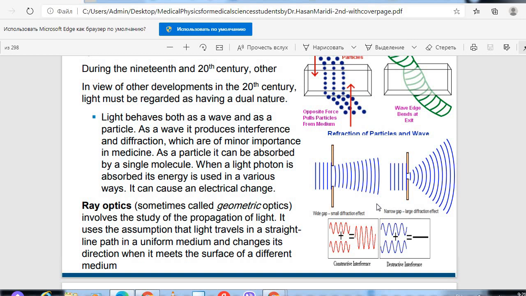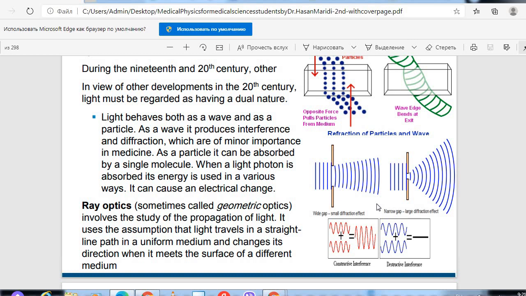And this ray optics is sometimes called geometric optics. It involves the study of the propagation of light. It uses the assumption that light travels in a straight line path in a uniform medium and changes its direction when it meets the surface of a different medium.